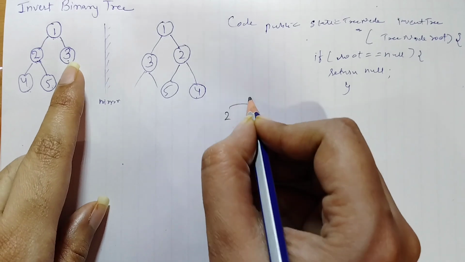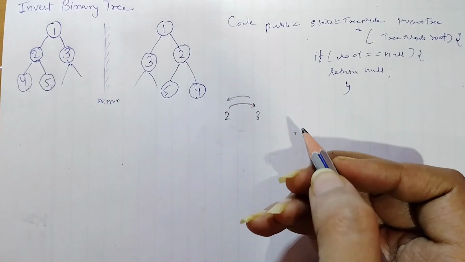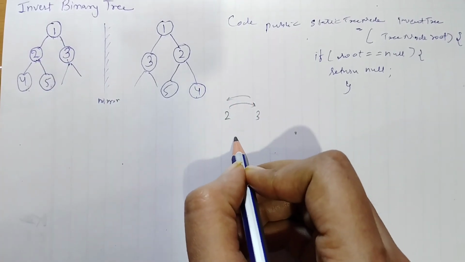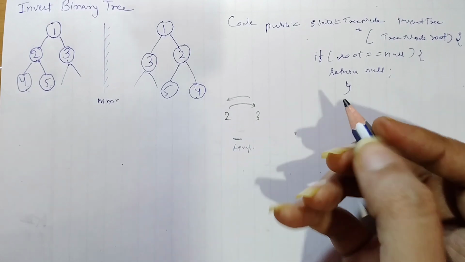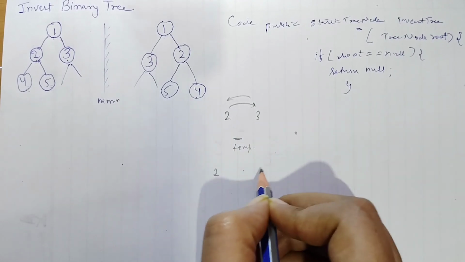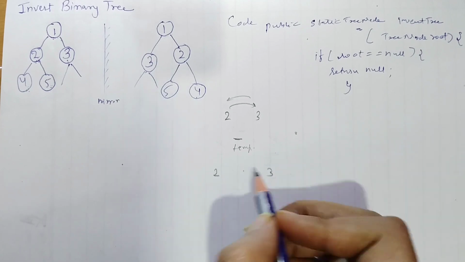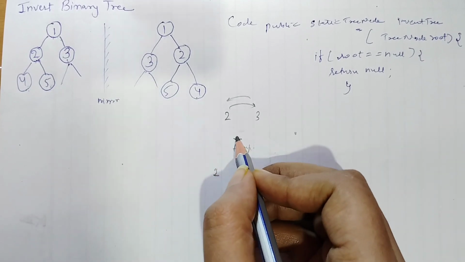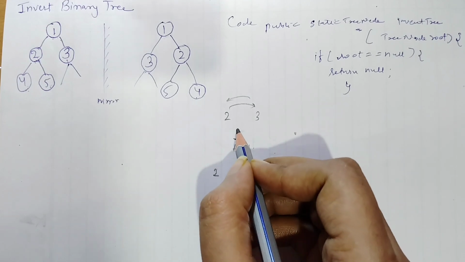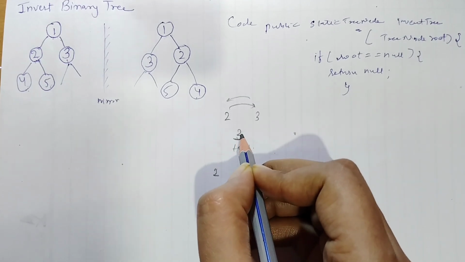Okay, so this 2 will come here and this 3 will come here. For swapping, we will need a temporary place. Initially it will be empty. So this 2 is here and this 3 is here. We have to swap. So now this 2 will go here at the temporary place, which was initially empty.